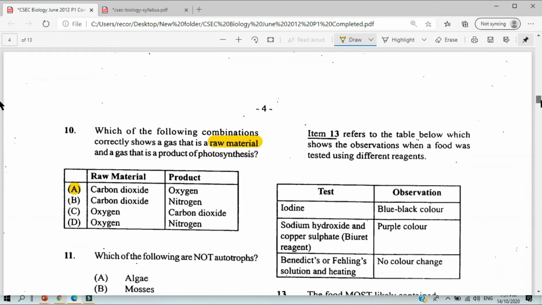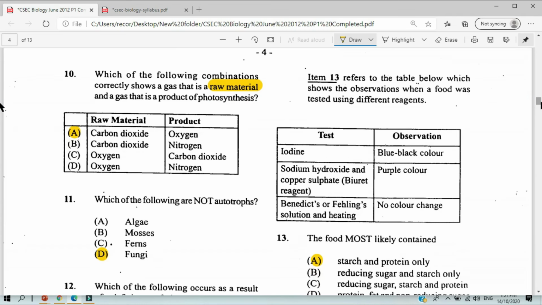Now looking at the food test here in question number 13, it refers to the table below, which shows the observation when a food was tested using different reagents. Now here we have the test and the observation. Now iodine tested and we got a blue-black positive color. It suggests that starch is there. Sodium hydroxide with copper sulfate, the biuret reagent, we got purple. This suggests that there was protein there.